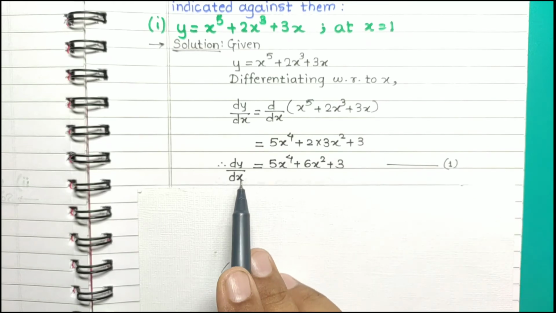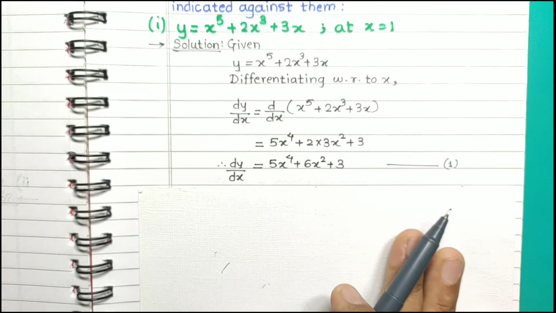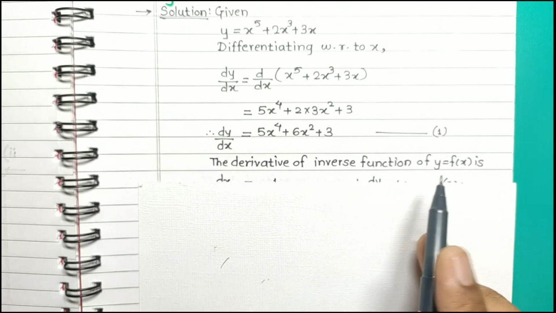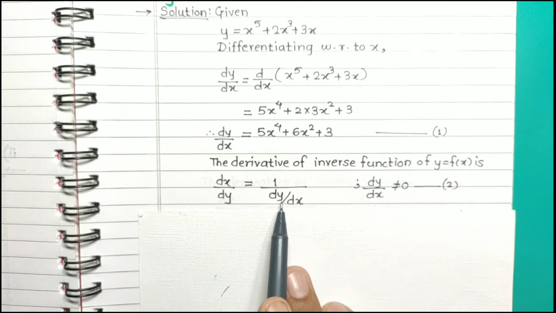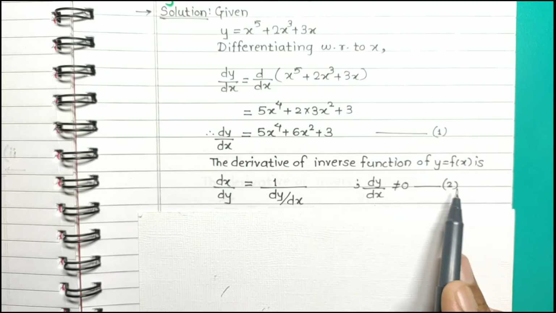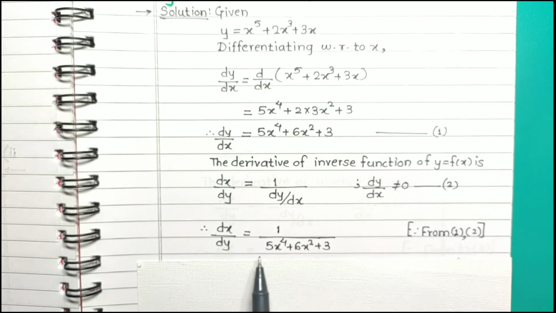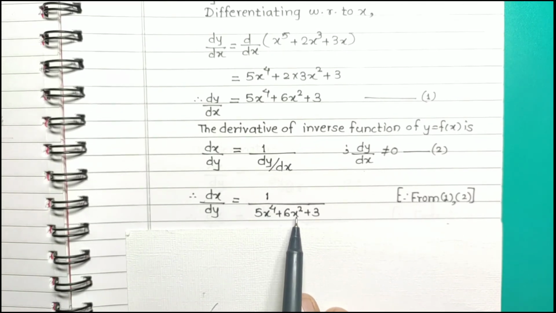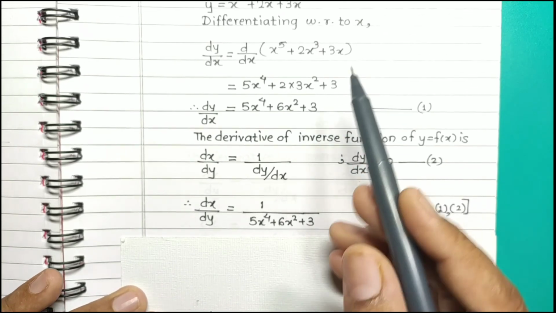This is dy by dx. Using this we are going to write dx by dy. So we have the result: the derivative of the inverse function of y is equal to f of x is dx by dy, which is equal to 1 upon dy by dx. Call it equation 2. From 1 and 2 we have dx by dy is equal to 1 upon 5x raised to 4 plus 6x square plus 3. See, this is very simple.